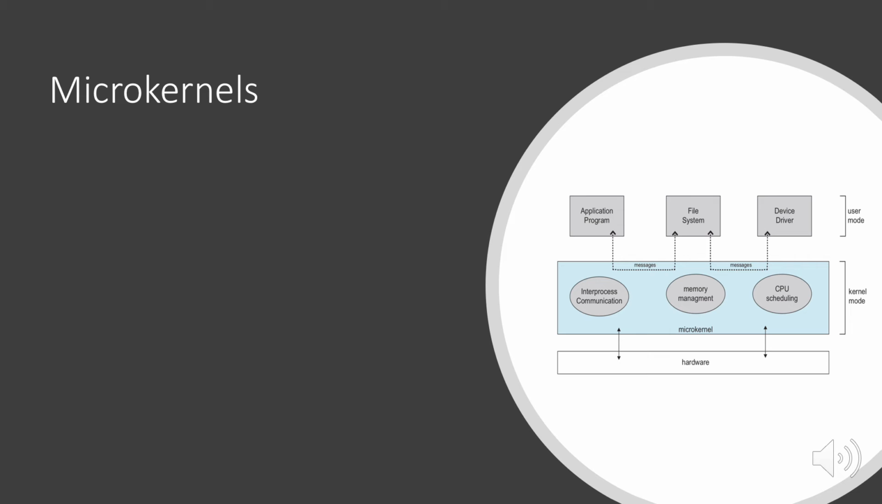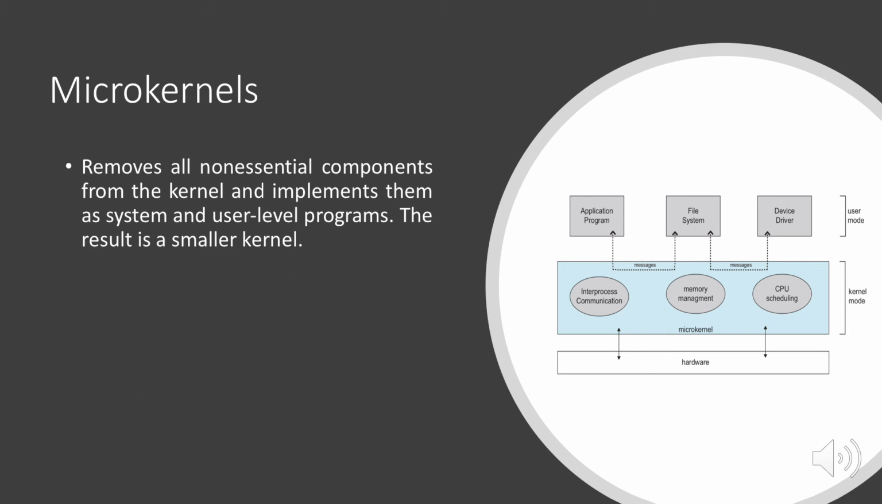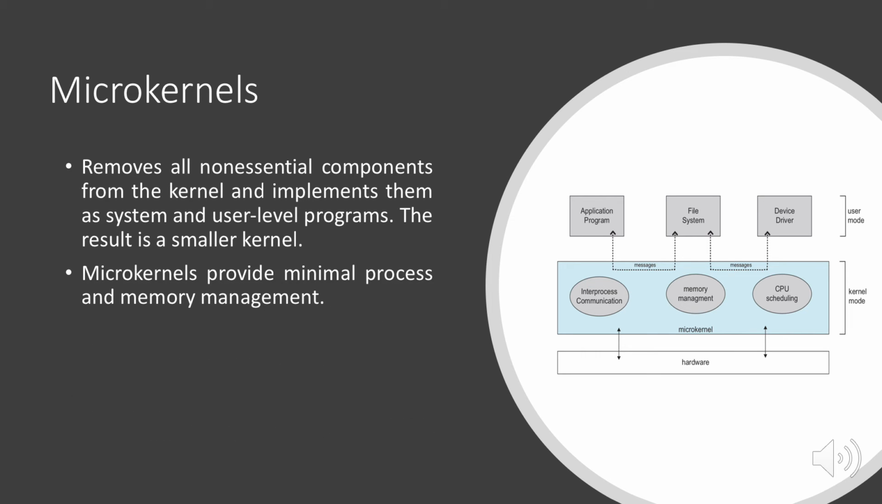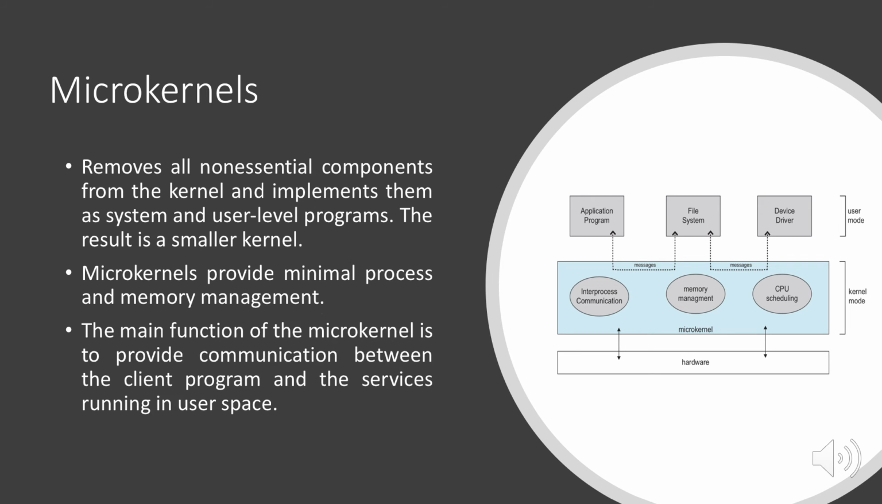Microkernels. This method structures the operating system by removing all non-essential components from the kernel and implementing them as system and user level programs. The result is a smaller kernel. The microkernel provides minimal process and memory management. The main function of the microkernel is to provide communication between the client program and the various services that are also running in user space.